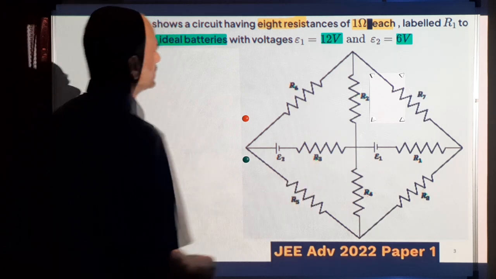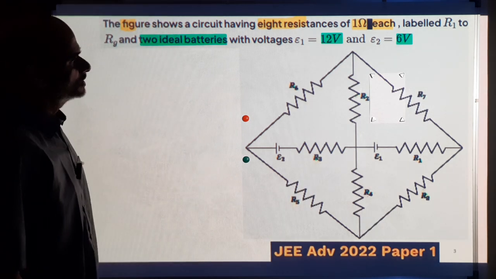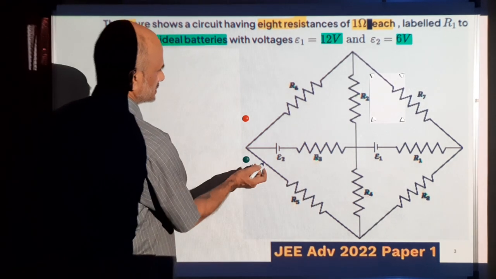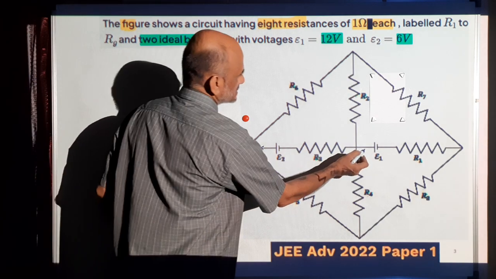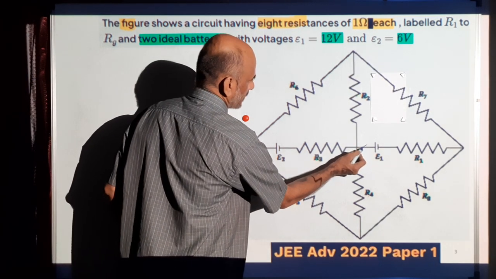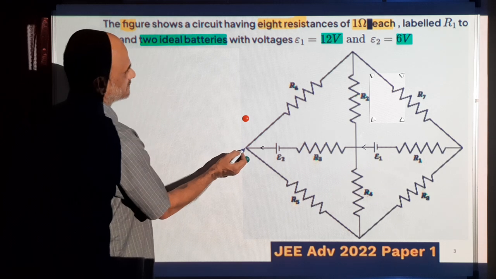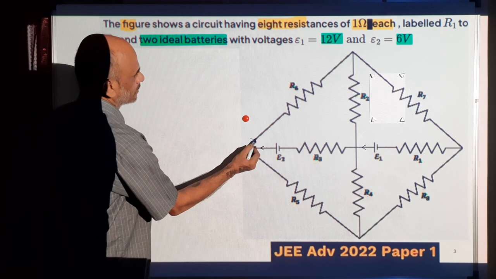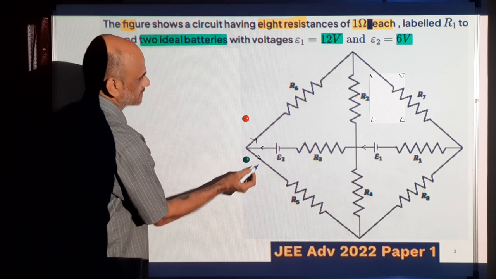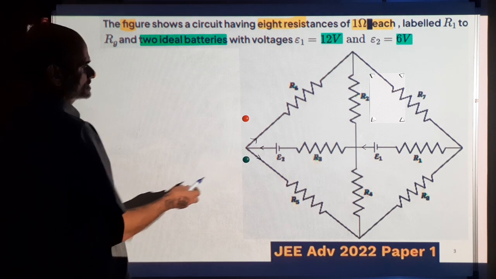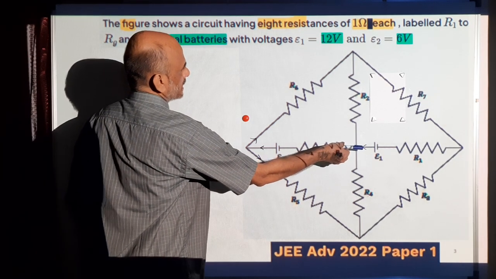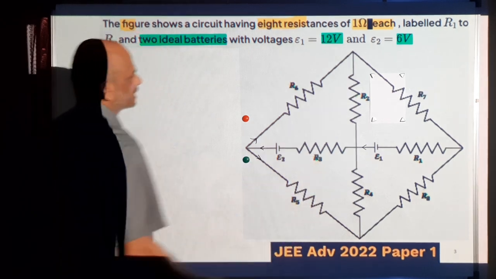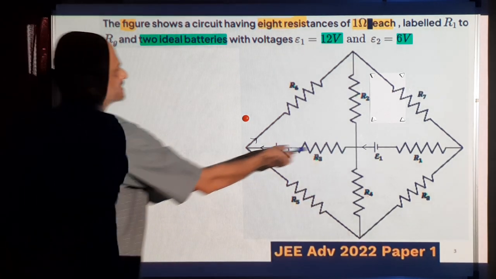All the resistors are equal and it is 1 ohm. This cell here will drive a current like this, and this cell here will drive a current like this. The current which reaches this node will go like this and go like this, and it will split equally because about this horizontal line, the one above and one below are exactly the same. So this is a symmetry line.